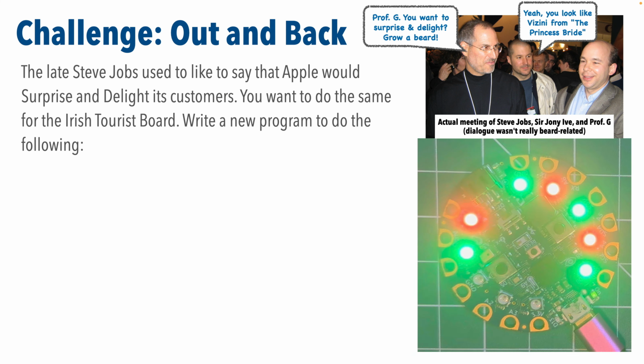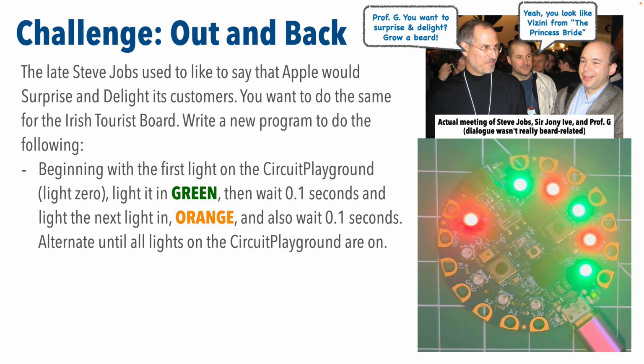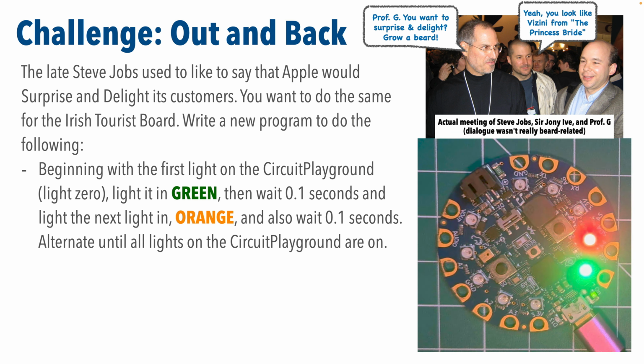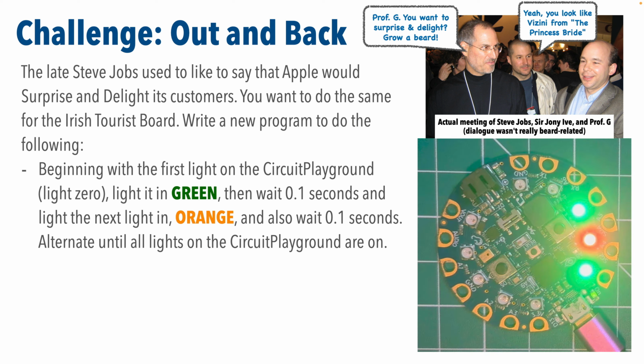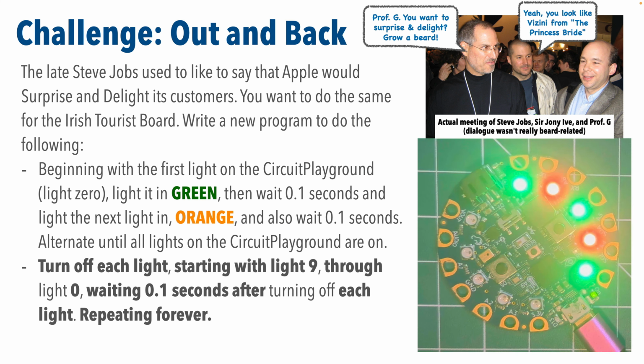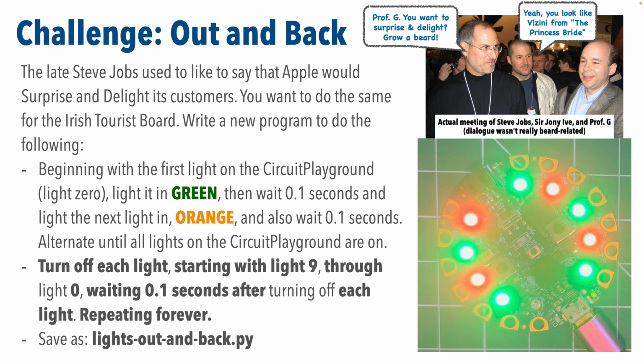Write a new program to do the following. Begin with the first light on the CircuitPlayground, light 0, flashing in green, then wait 1/10 of a second, and then the next light should flash orange, also 1/10 of a second, alternating until the pattern fills up the CPB. Then turn off each light, starting with light 9 through light 0, waiting 0.1 seconds after turning off each light. Repeat forever. The awesomeness should look like the animation that you see. Save this as lights out and back.py.